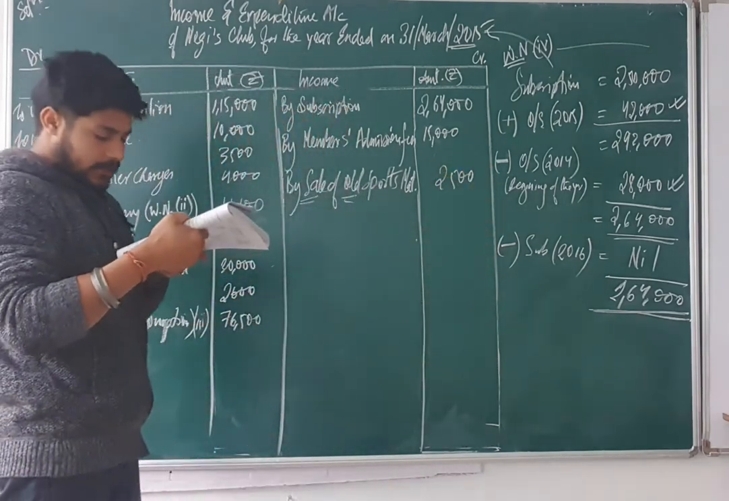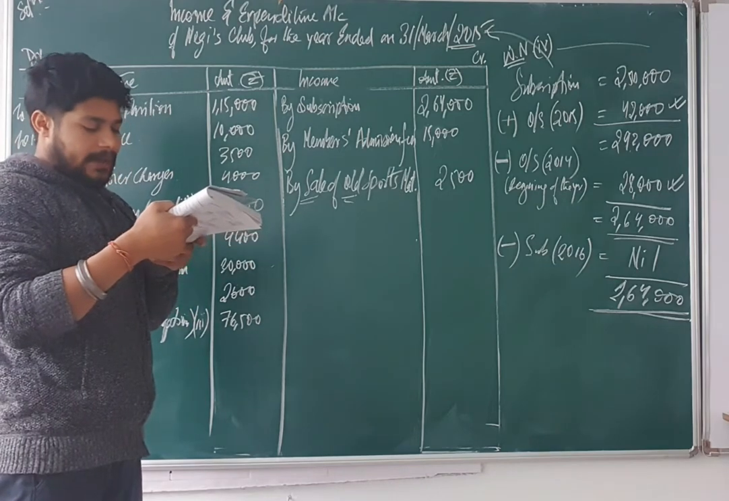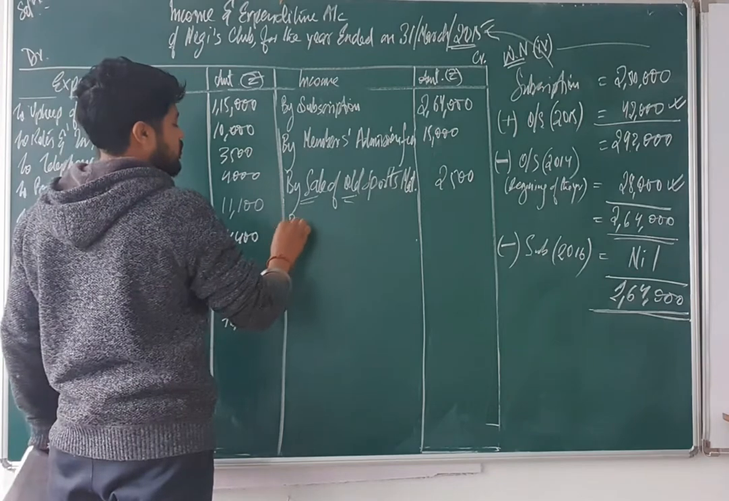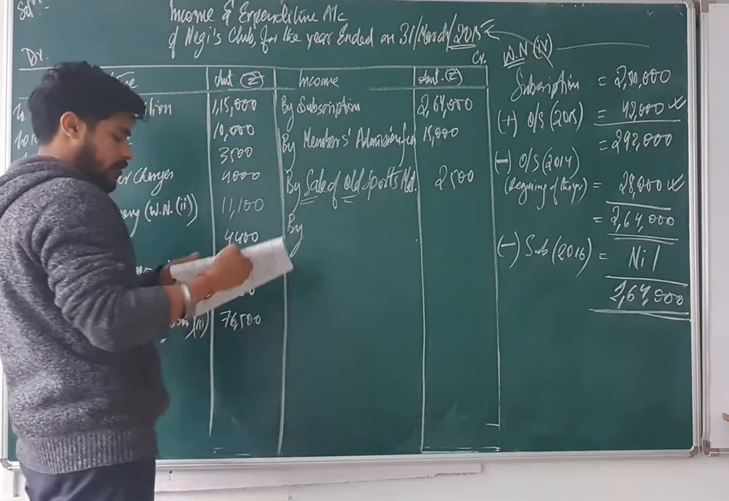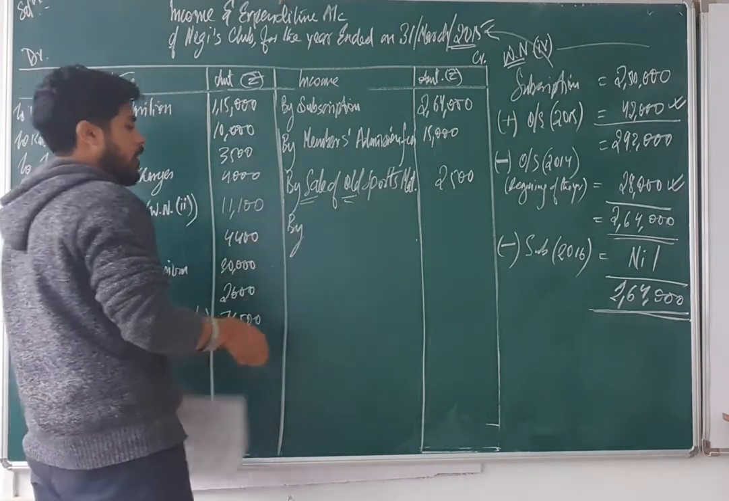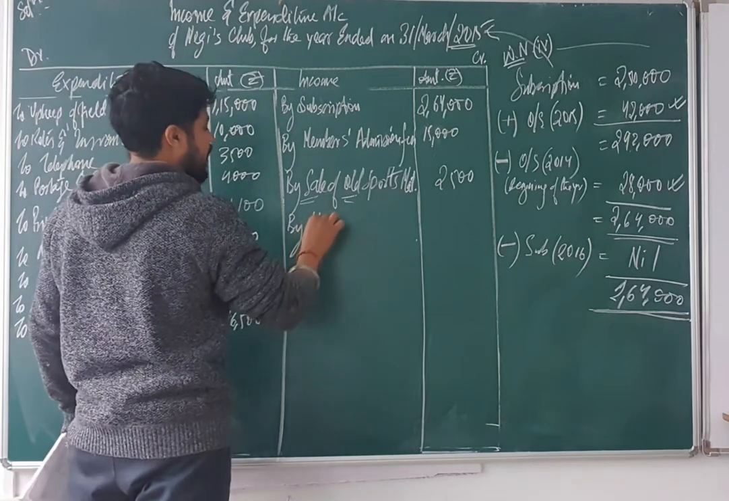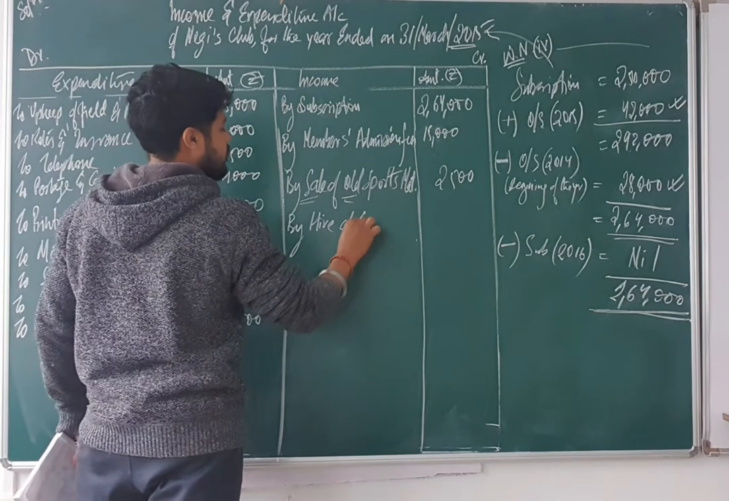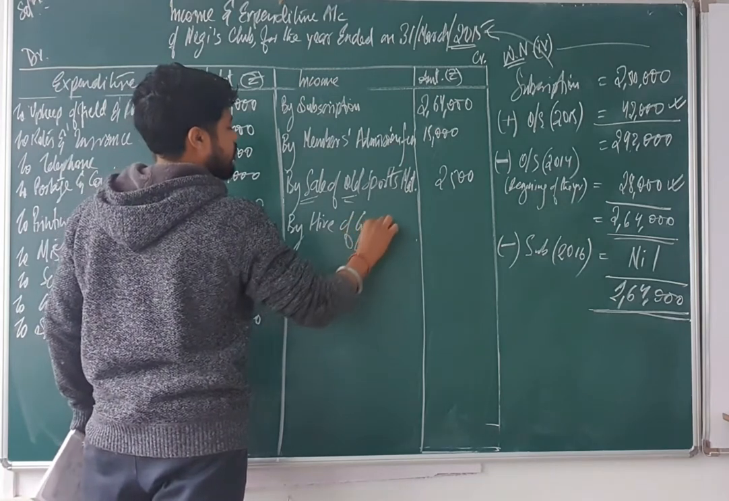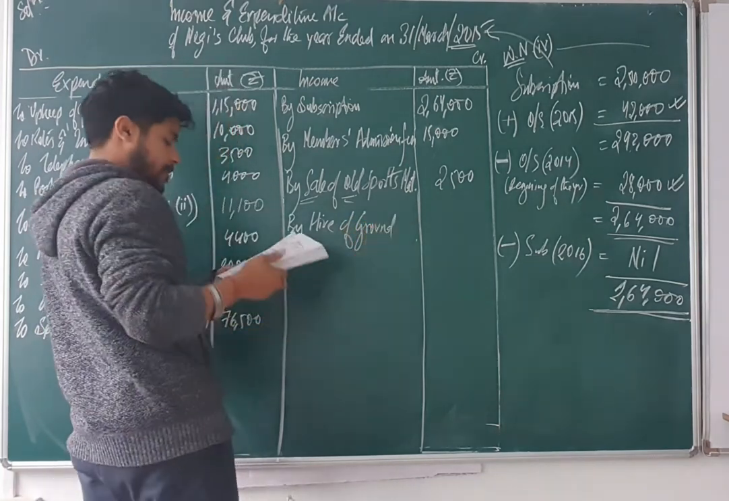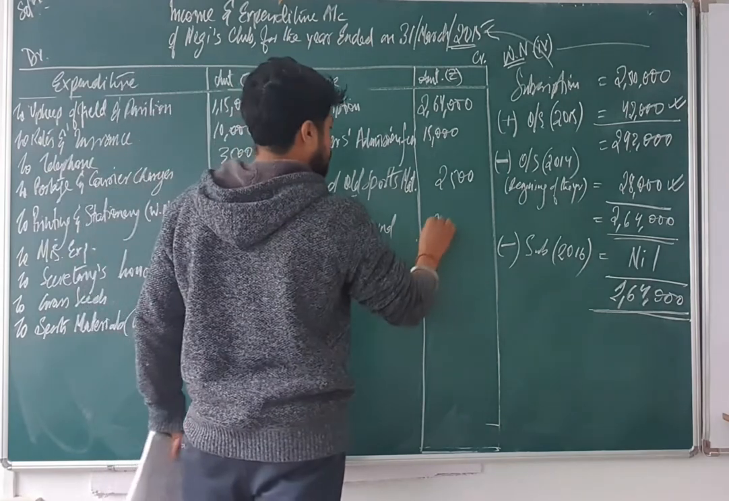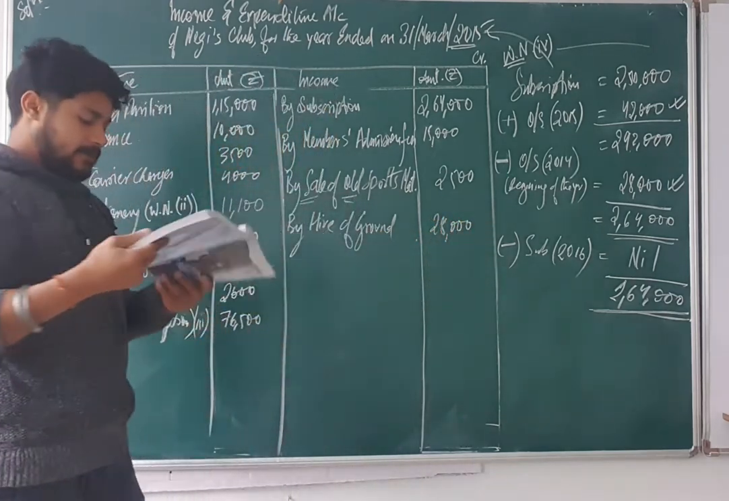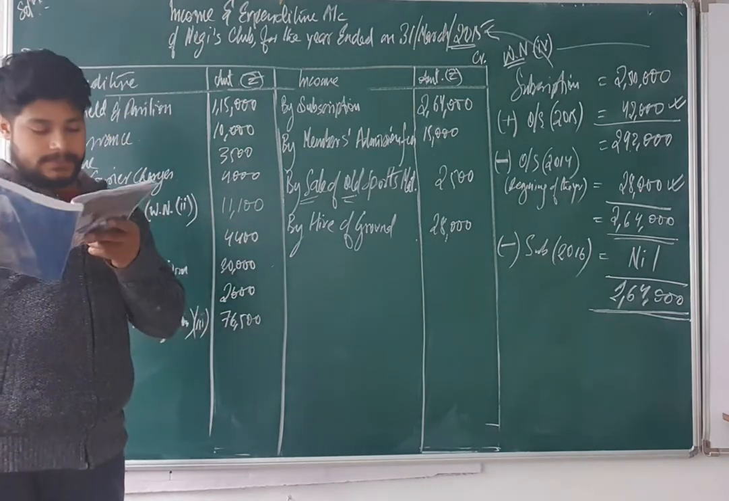Okay. Next, after that, they have given you hire of ground. Okay. In this solution, something wrong is given. Rent is given, no? Right? Hire of ground. By hire of ground, 28,000. Am I clear with this?